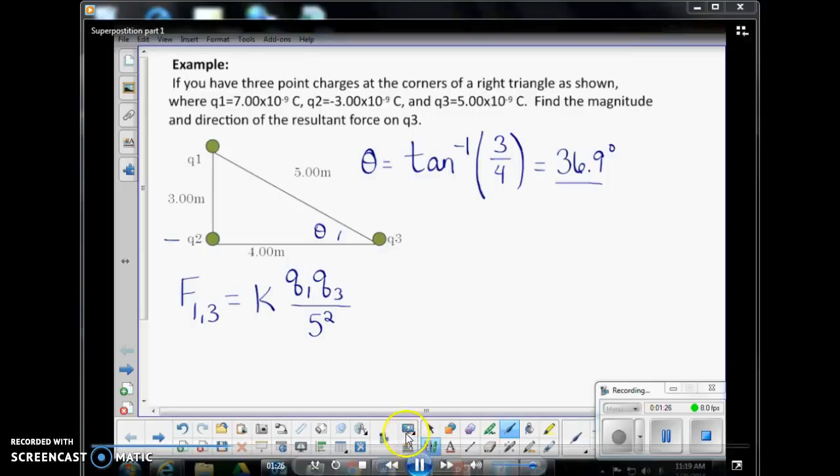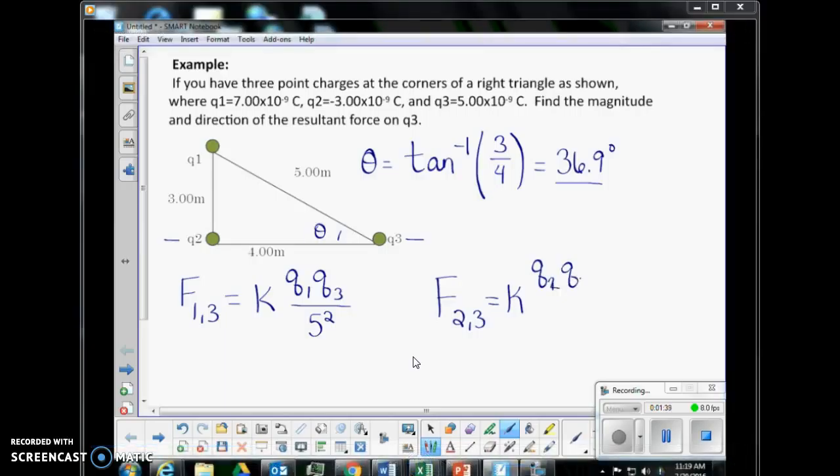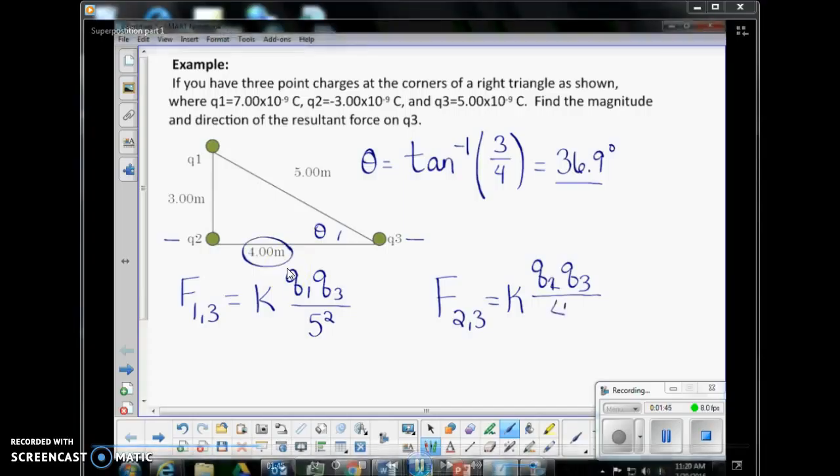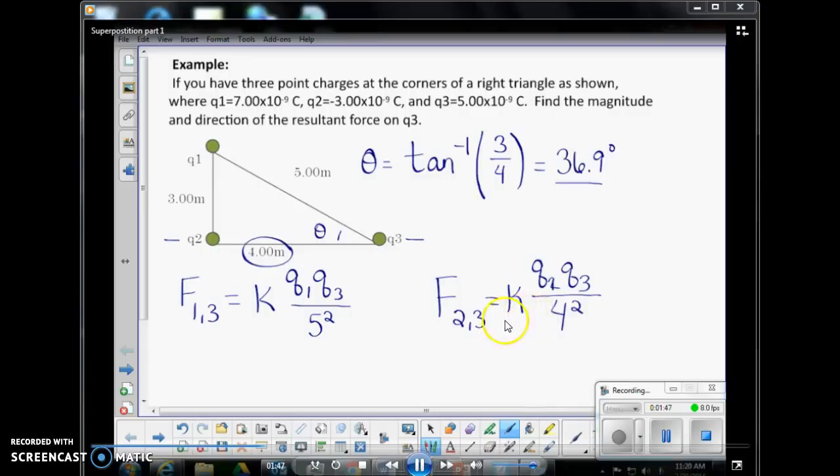Now I'm going to look at the force between Q2 and Q3. So to do that, I'm going to take the charge of Q2 times the charge on Q3 and divide that by the distance between the two particles, which is 4. Don't forget to square 4.